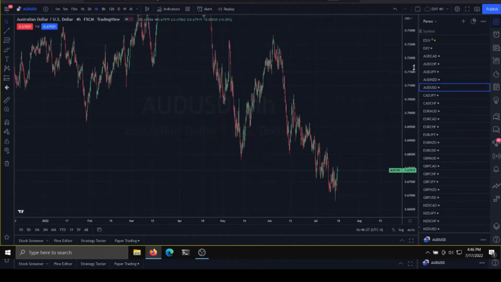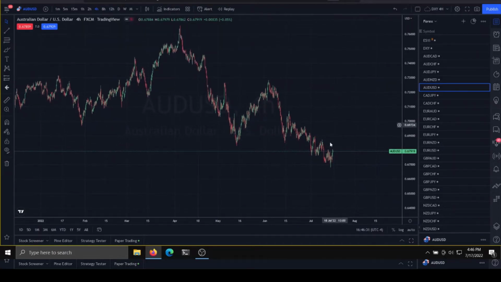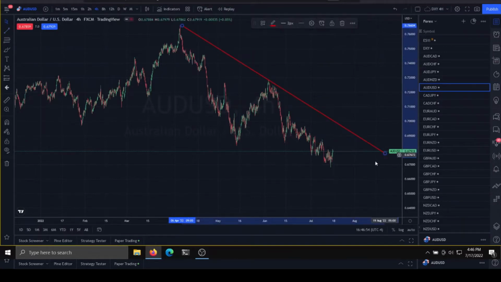Aussie USD. Broke the low. Got this corrective move. I'd be looking for this. 1, 2, 3, running flat. Or maybe this wave is done and we just get a correction back up to the trend line at least. We'll see.